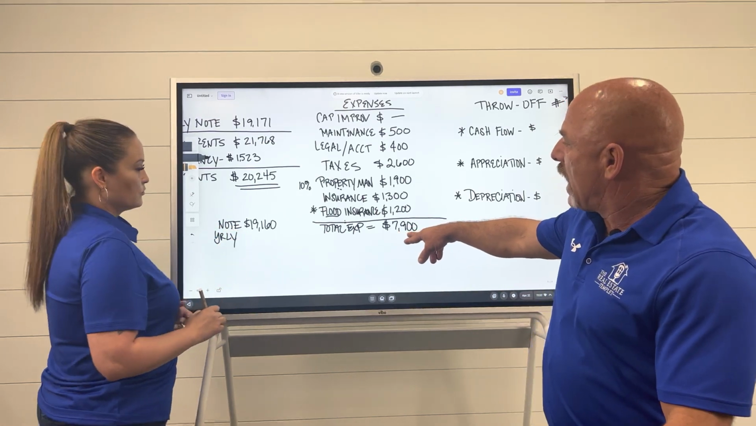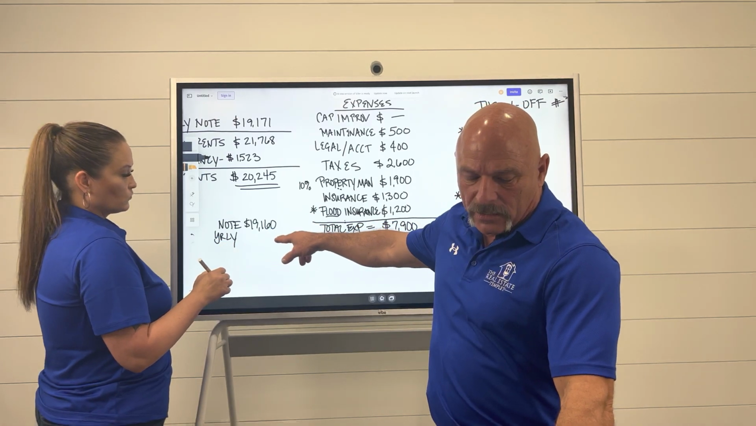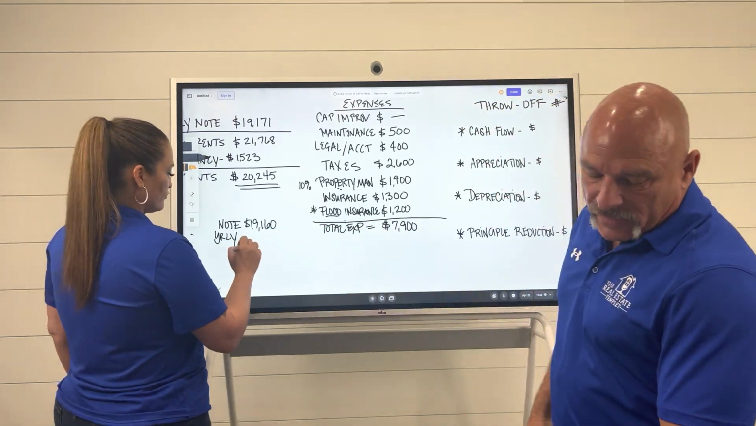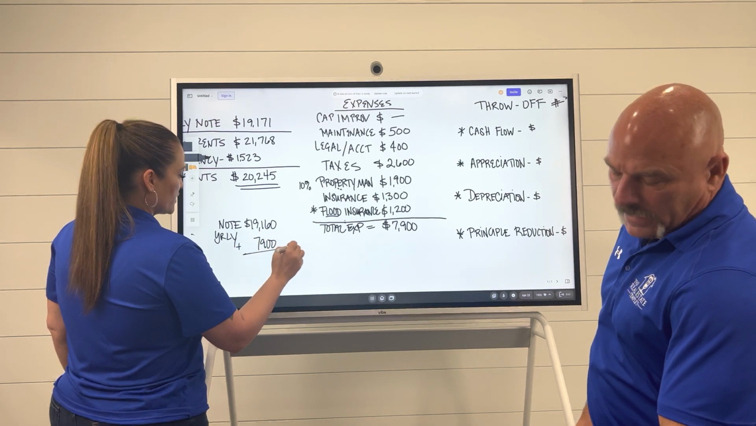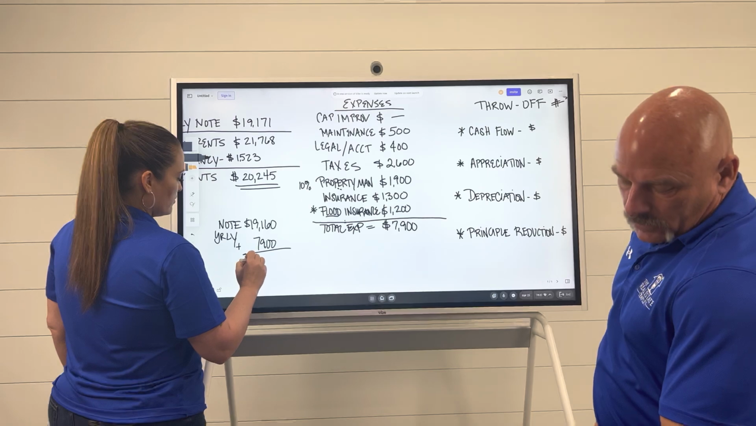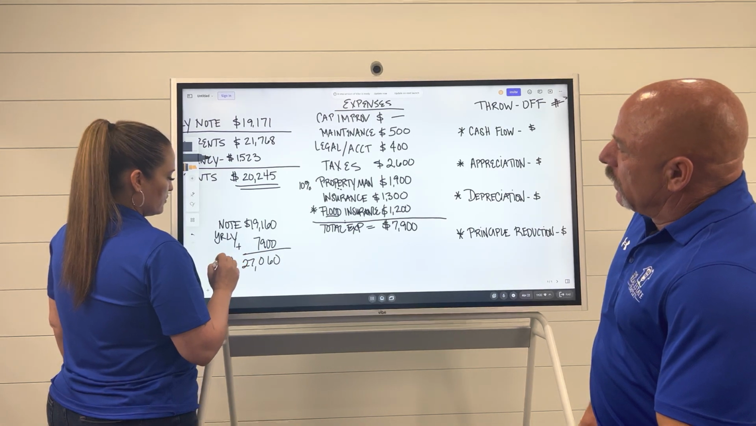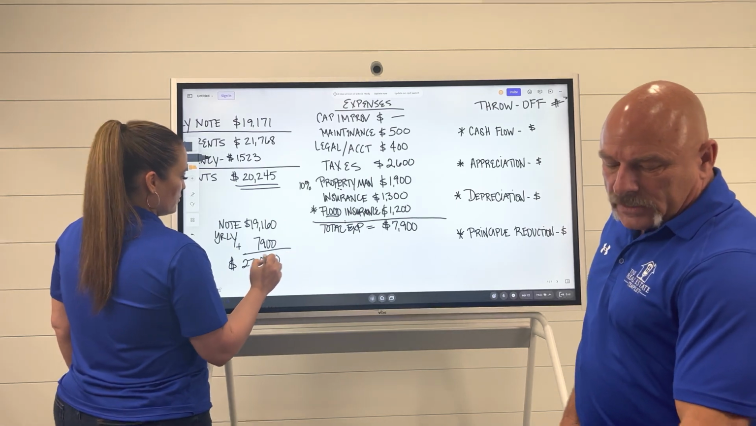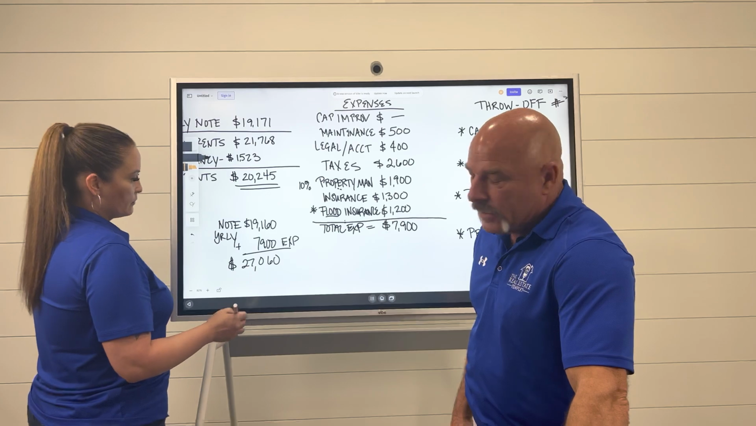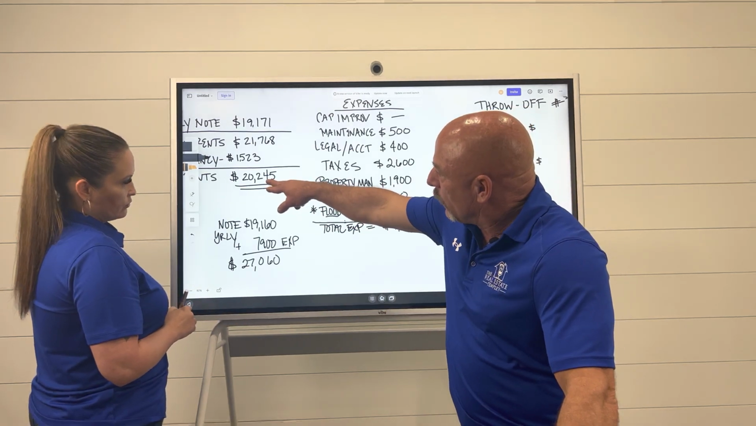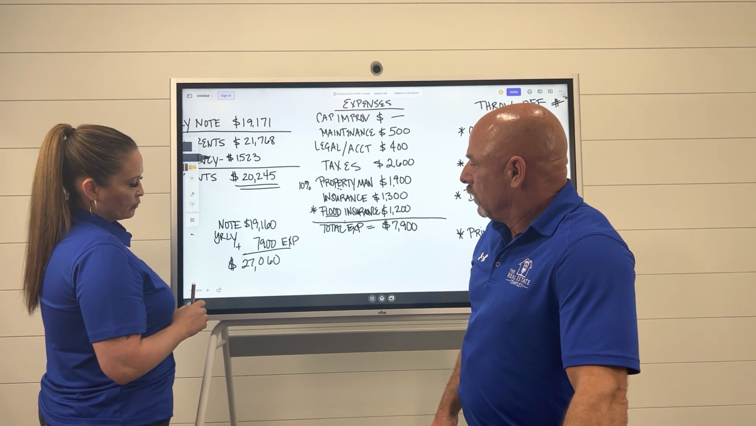So with the $7,900 and the $19,160, yearly we're paying $27,060. So this house is going to cost us $27,060 a year, and it's going to bring in rents of $20,245.